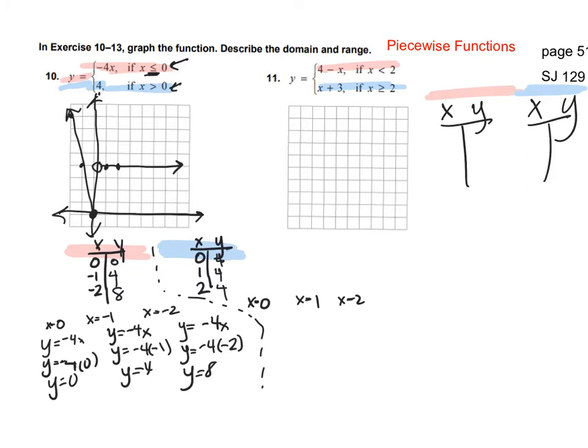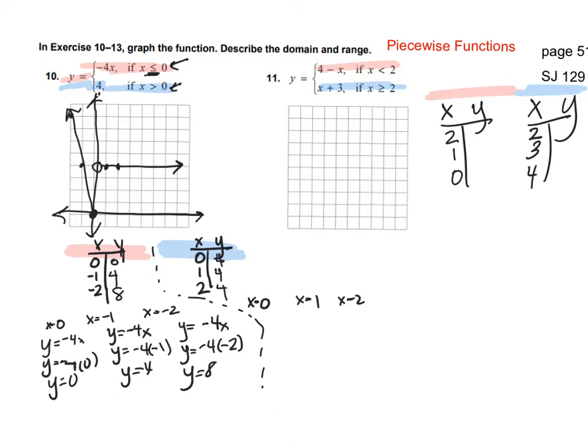And the top one starts at 2, it's excluding 2, so it'll be an open circle there. Less than 2, so 2, 1, 0. Those numbers are less than 2. The bottom one, the blue one, starts at 2, greater than or equal to, so it'll be solid there. And then greater than or equal to 2, so 2, 3, 4.